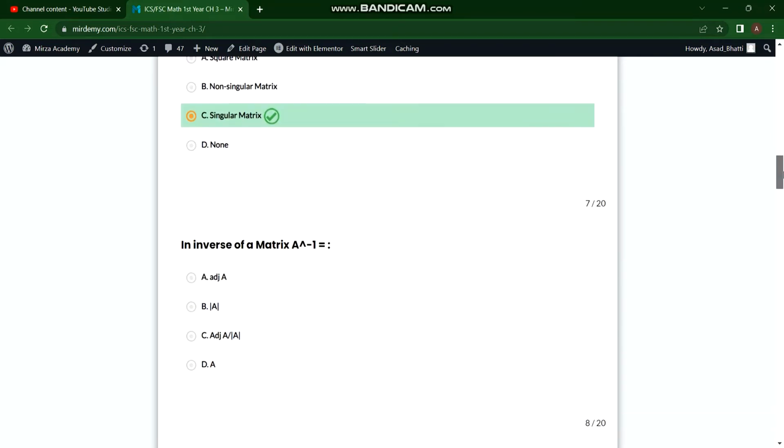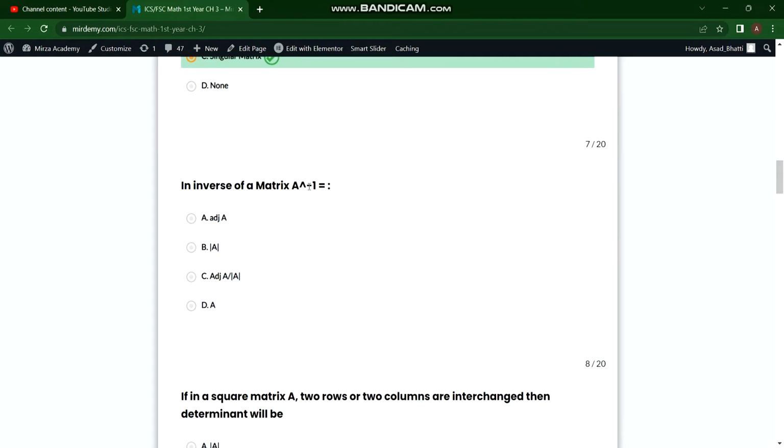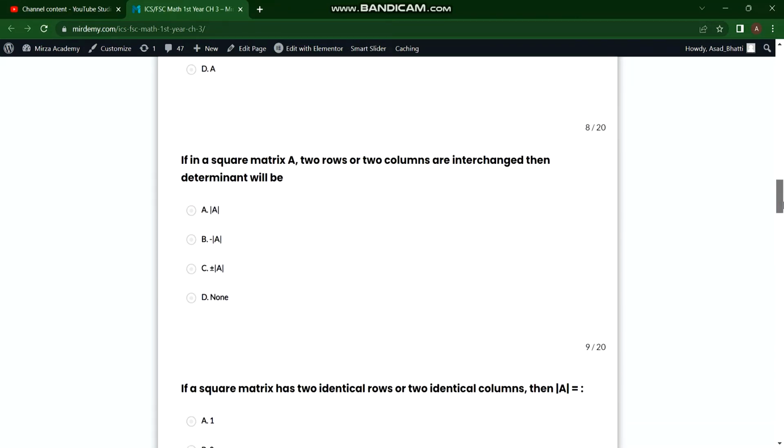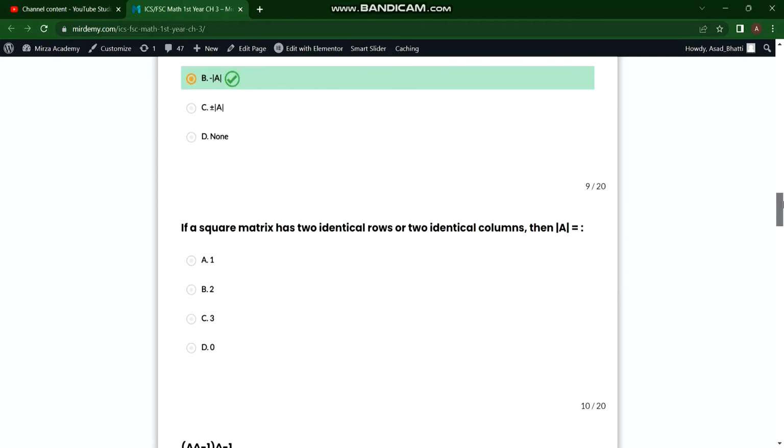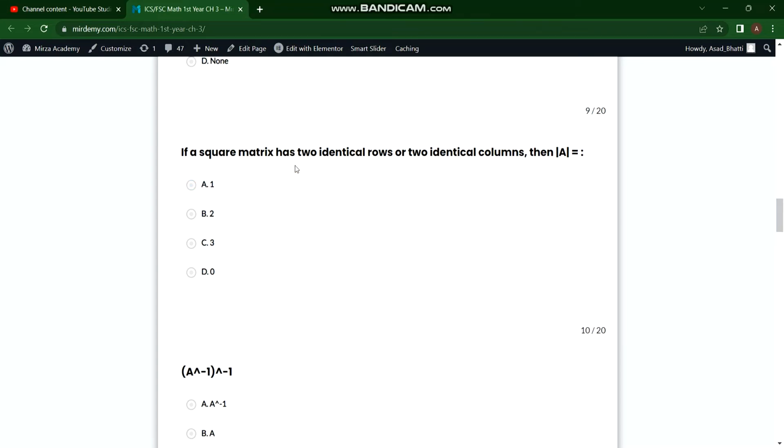So here the next MCQ: in the inverse of a matrix, A inverse is equal to adjoint A over determinant of A. The next MCQ is here. If in a square matrix A, two rows or two columns are interchanged, then the determinant will be, must remember, minus modulus of A. The next MCQ asks, if a square matrix has two identical rows or two identical columns, then the determinant of A must be zero. So D option is correct.